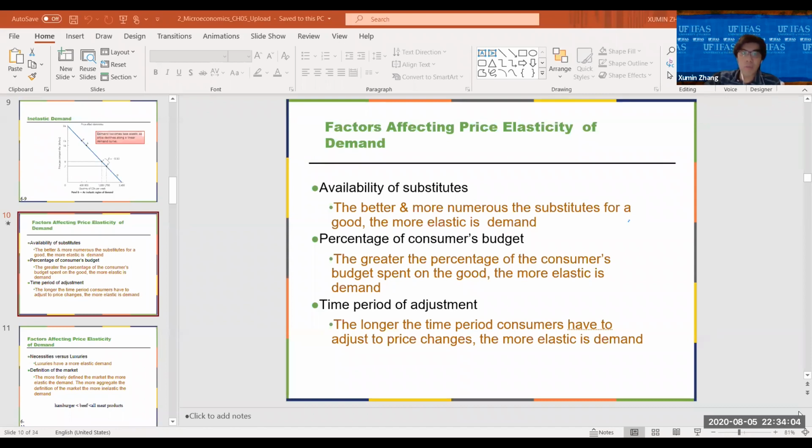Consumers' budget: if this is a very big percentage of our budget, meaning we spend a lot on these goods, then demand becomes very elastic, because if the price changes, it affects our consumption and our budget constraint somehow, and then we have to switch to another brand to save money.